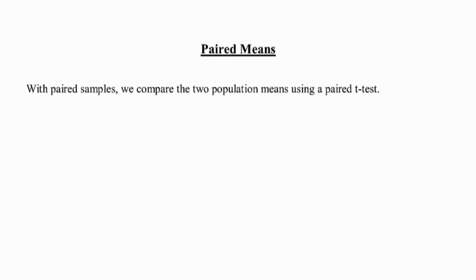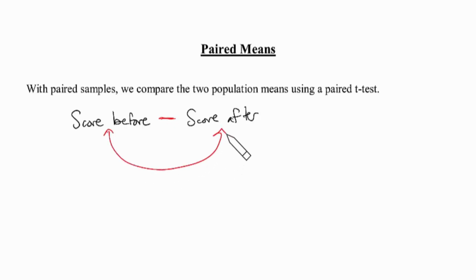We have paired samples, we're going to compare the two population means using what's called a paired t-test. So let me give you some examples. For instance, let's say we had a test company advertising that they improve people's scores, and we would want to go and check customers. We would want the score before the treatment, the score after the treatment, and we'd be really interested in looking at the difference. And so this is an example of a pair.